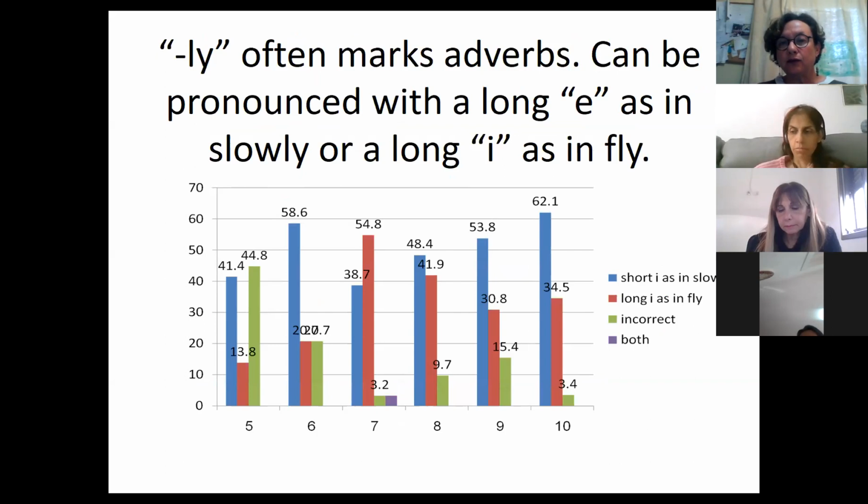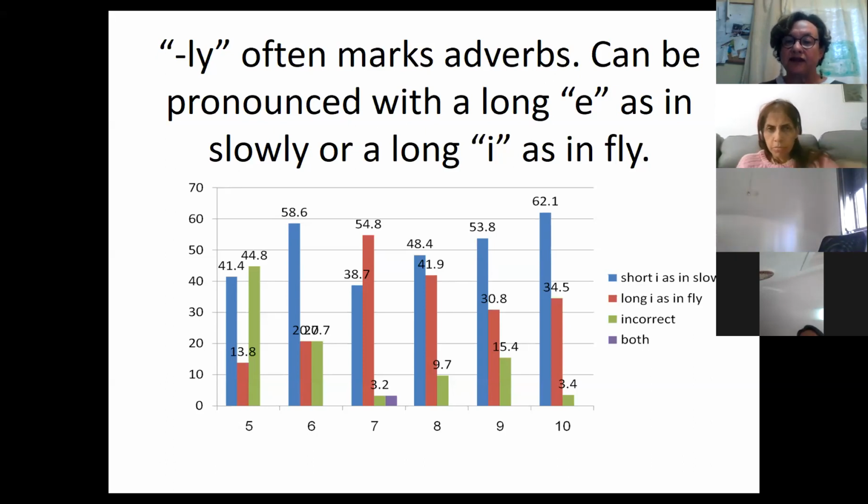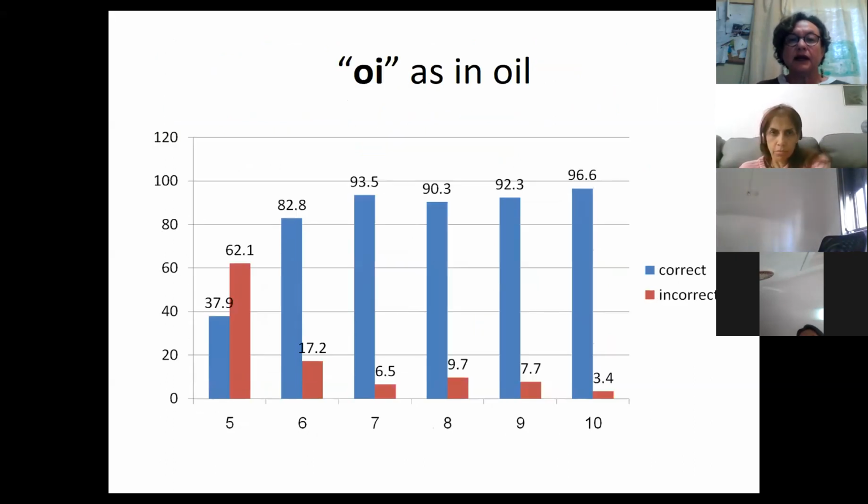Li or lie, which can also be, by the way, and this people seem to be more comfortable with, a morpheme, in the sense that it often characterizes an adverb, okay? It can make the long E sound, as in slowly, and that's when it's a morpheme, adverb, or the long I, as in fly, okay?